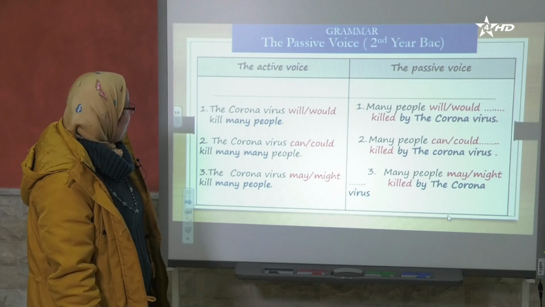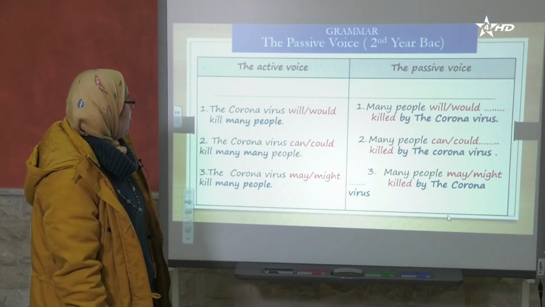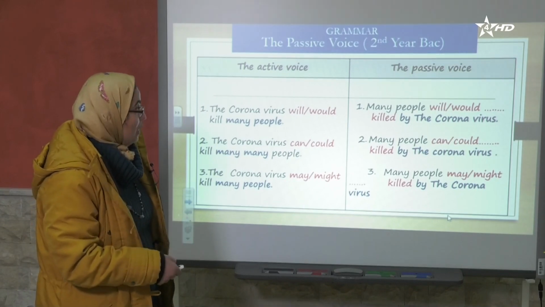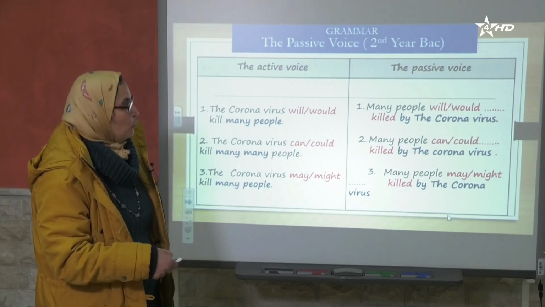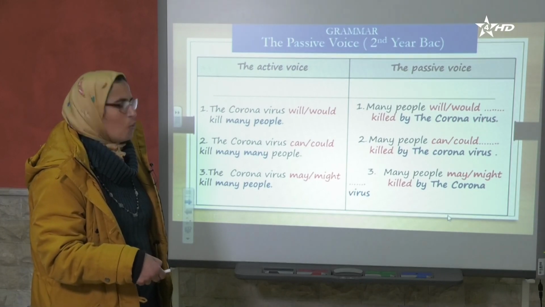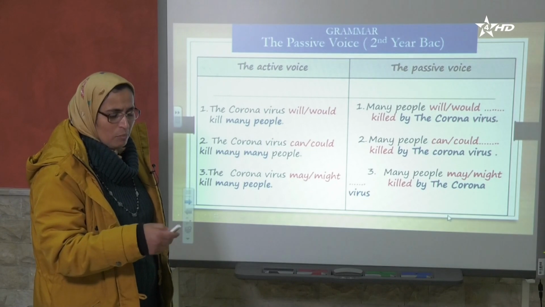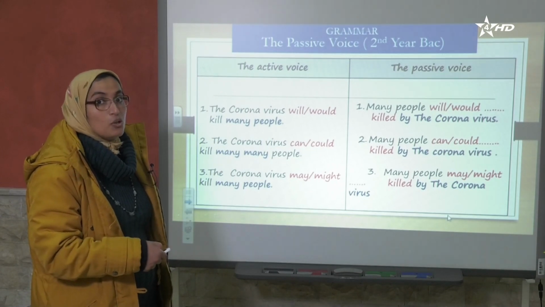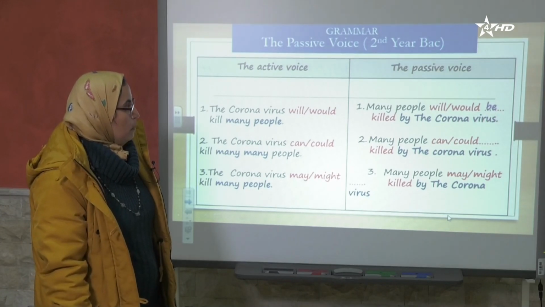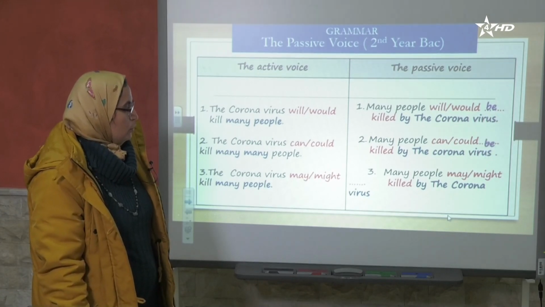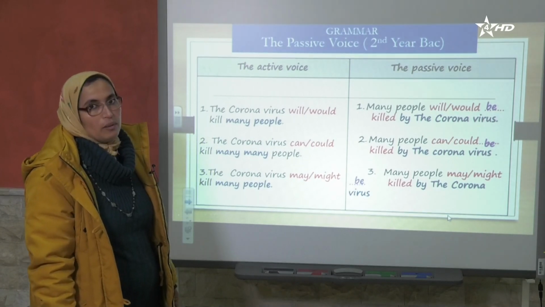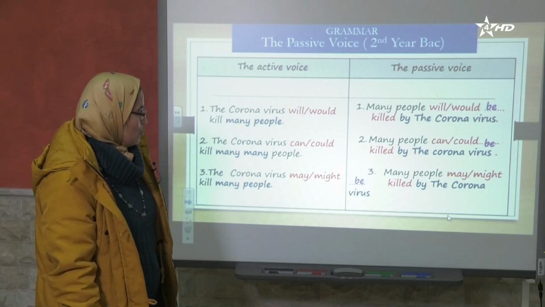The active voice: the coronavirus will or would kill many people. Here in all the sentences we have modals: will or would, can or could, may or might. What do we need after modals? Do you remember? It's the same thing. To be, plus past participle. Will be, can or could be, may, might be killed by the coronavirus. Good job.